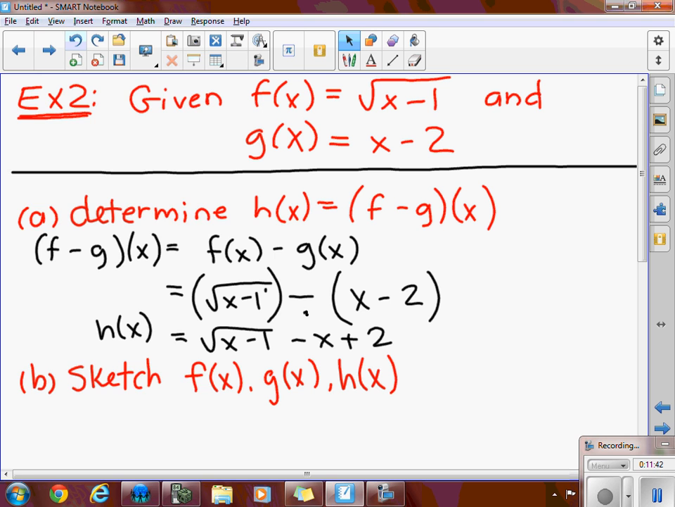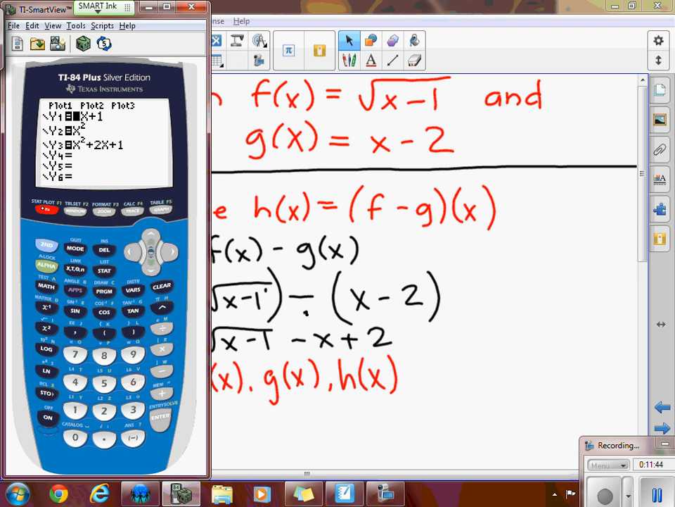Okay, so in your calculators, clear what's in there, and put the three functions in. The root of x minus 1. The other one is x minus 2. And if you were good enough, you could use y1 minus y2.